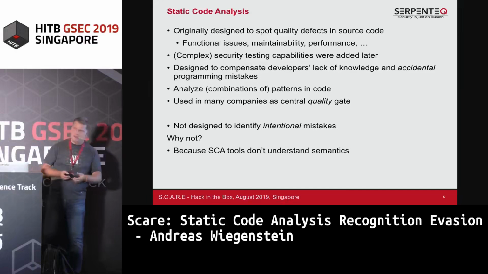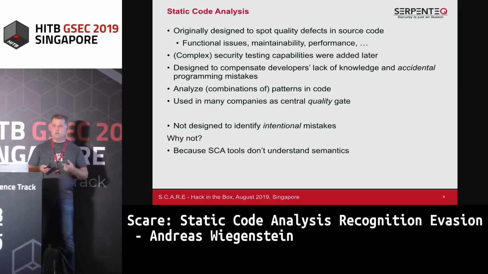So, a static code analysis tool is usually used to compensate for mistakes the developer accidentally makes, or for a potential lack of knowledge of the developer, in order to help make the quality of the software better. What these tools do is analyze certain patterns in the code, and from that they try to determine, well, this is good, this is not so good, this is better, and give hints on how to improve the software. Many companies I know of use a static code analysis tool as kind of a central gateway for quality.